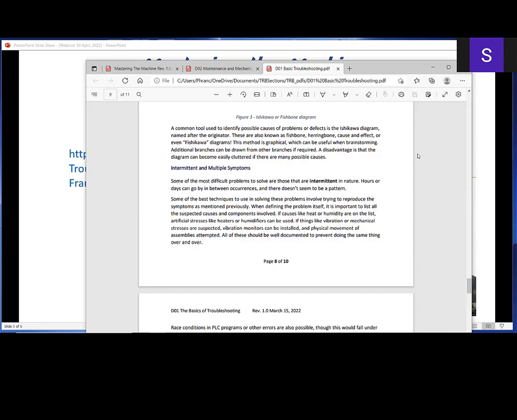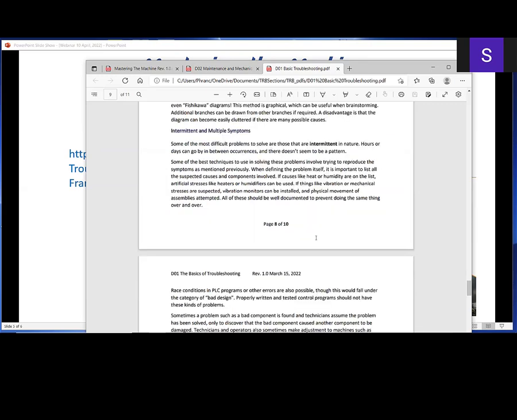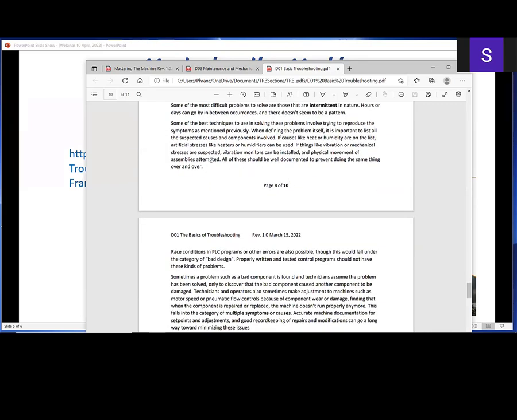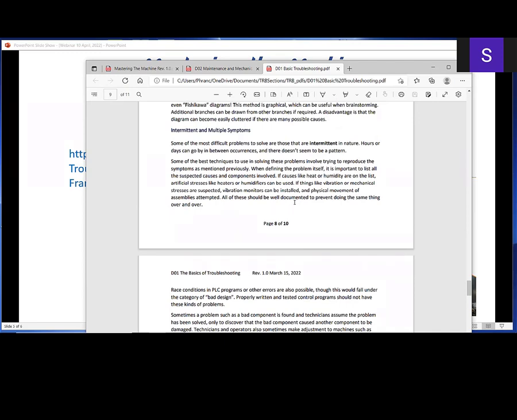Nowadays, monitoring things electronically is fairly inexpensive. Adding analog points, things like that. This was not true, say, 30 years ago. So things are getting so inexpensive now that it's pretty easy to add devices. If causes like heat or humidity are on the list, artificial stresses like heaters or humidifiers can be used. We run into this a lot down at American Beverage Depot. It gets very hot in the summertime, very humid, so water condenses on things. So temperature controlling things can be important for reducing some of these causes, right? Multiple symptoms and things like that.